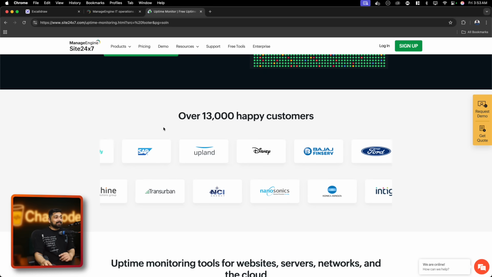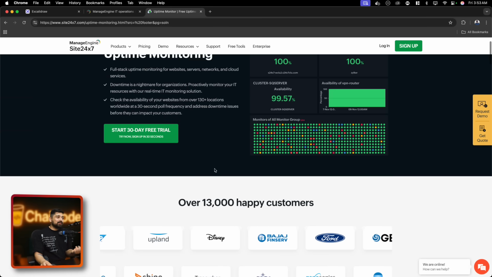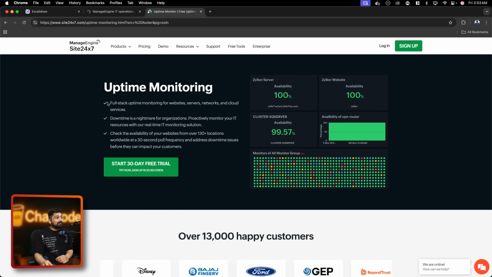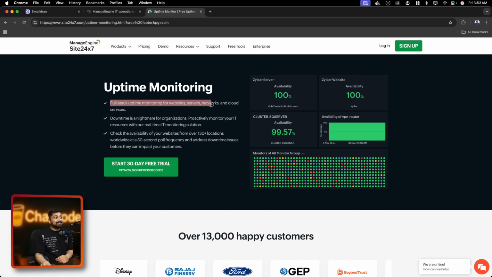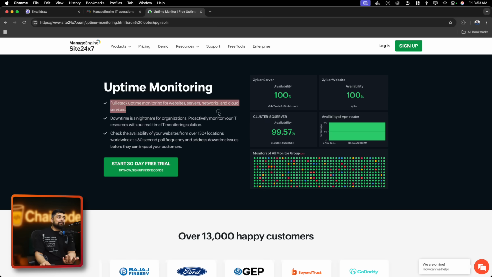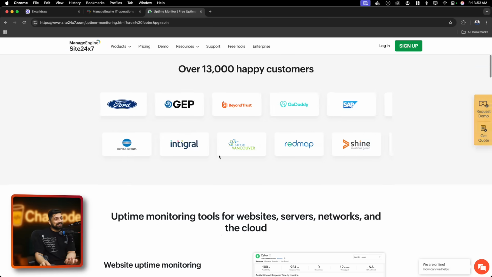And I think now you understand the importance of things like uptime monitoring. Why do websites pay so much for uptime monitoring? It is not an option. It is a requirement. They have to do this. And if you look at this, full stack uptime monitoring for website, server, network, cloud. You need to monitor everything. It's not like my network is down or my cloud service is down, but the rest of the things are up. You can't do that. You have to go with that.